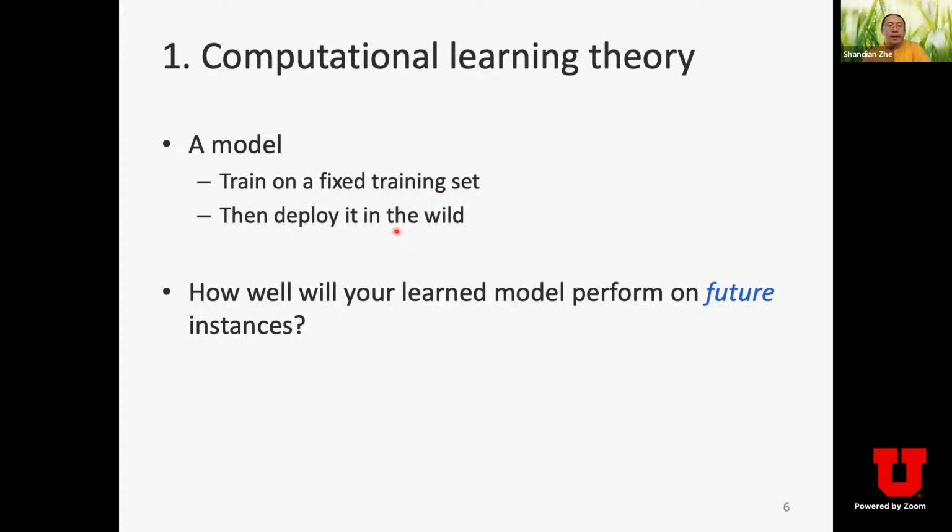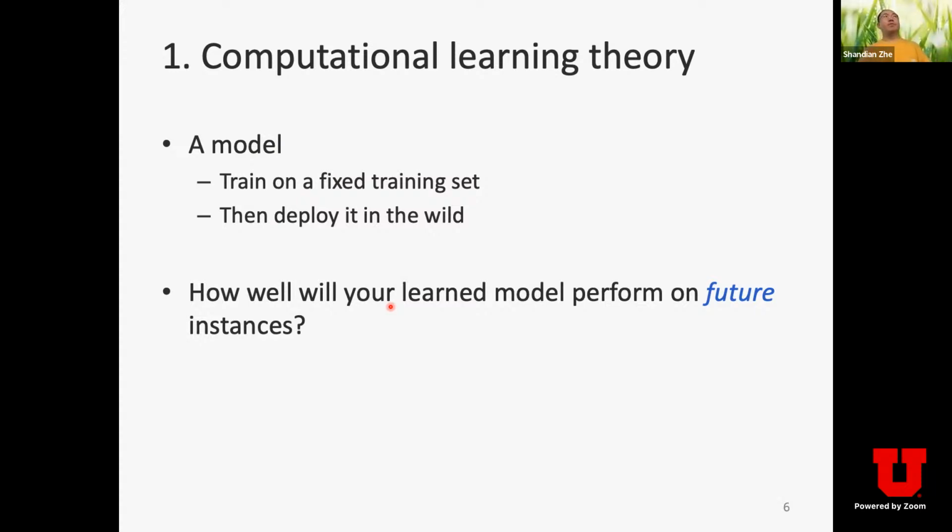Then the natural question is, how well will our learned model perform on future instances? Computational learning theory tries to give a theoretical estimate of this. That is its goal. If you want to get this performance, which we call generalization performance, you have two ways. One way is to collect as many test examples as possible, test on the learned hypothesis, and look at the error. That's how we do this in practice.